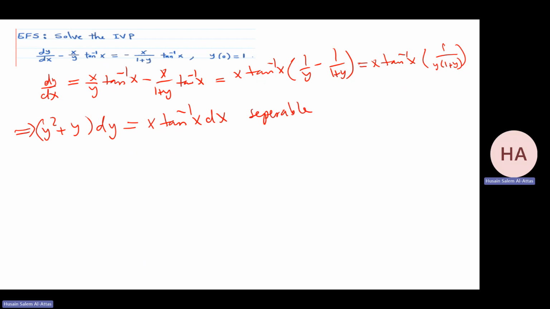Now it's very clear, separable. So I need to do what? Integrate. So I have y cubed over 3 plus y squared over 2 equals the integral of this. To integrate this, I need integration by parts. So let me do it aside.